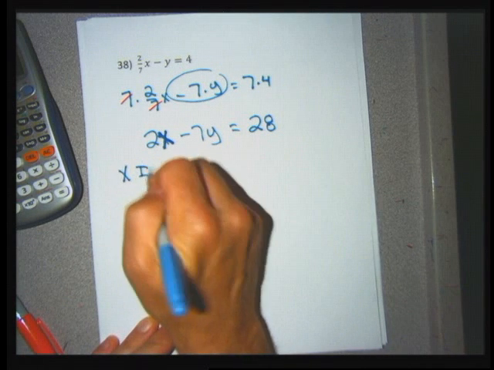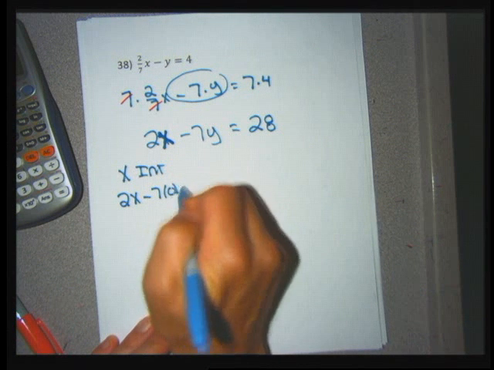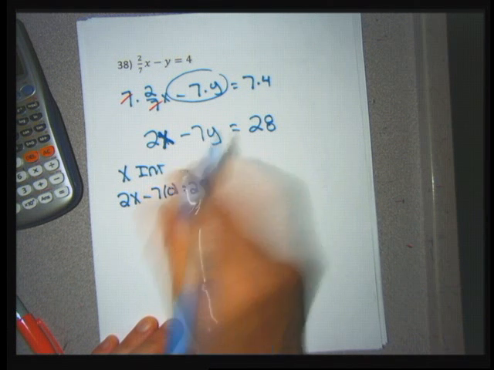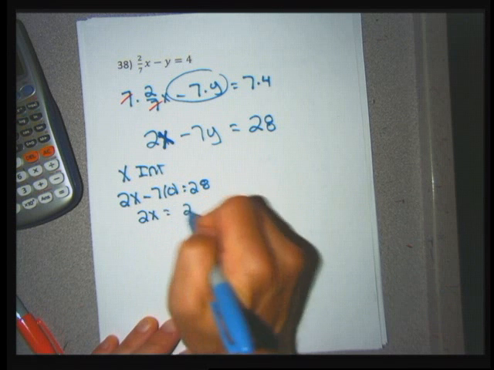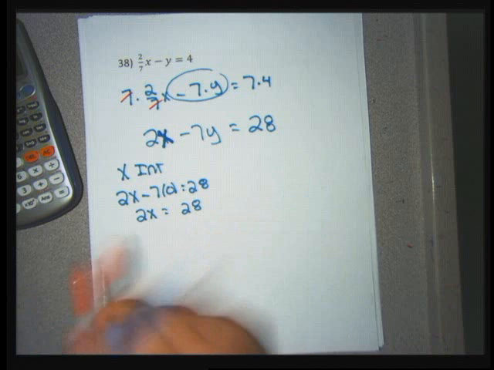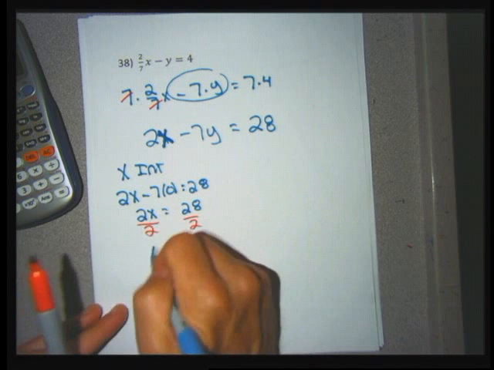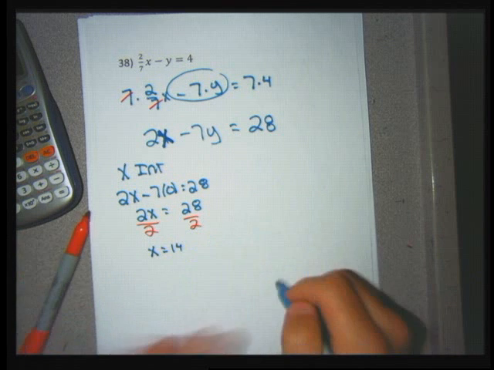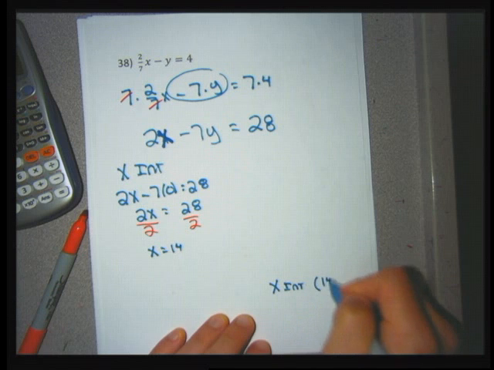My x-intercept, I'm going to plug a 0 in for y. I'm going to go 2x minus 7 times 0 equals 28. This piece will zero out. Ultimately it will leave me with 2x equals 28. My x-intercept is going to be 14. So in my answer, I'm going to say the x-intercept is the point 14 comma 0.